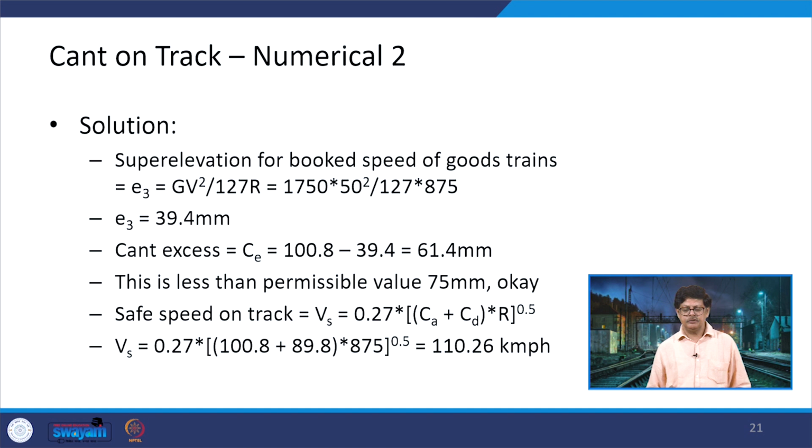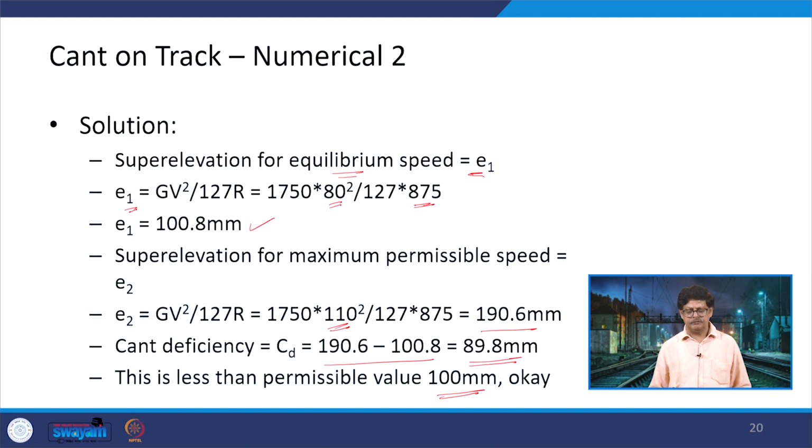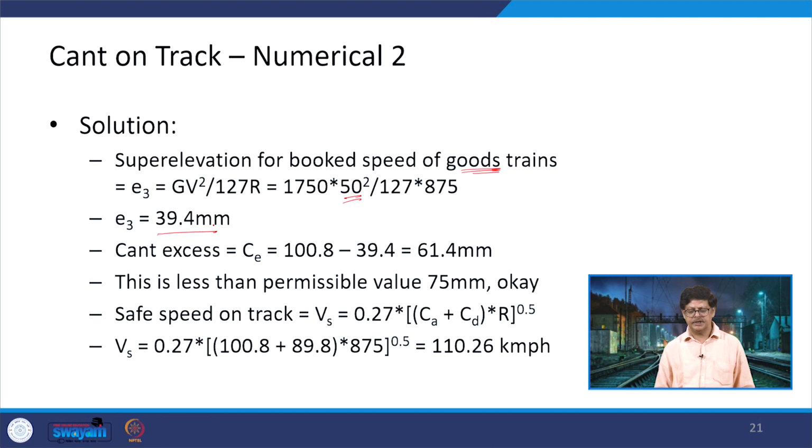Then superelevation for the booked speed of the goods train, which was lower, which was 50 kilometers per hour. For that what we get is 39.4 mm as the superelevation or the Cant to be provided. But what we are providing? We have got an equilibrium value of 100.8 mm. So, there is a Cant excess. 100.8 we are providing and 39.4 is required for the slow train. So, the value is 61.4 mm and this 61.4 mm is less than 75 mm, hence this is okay.